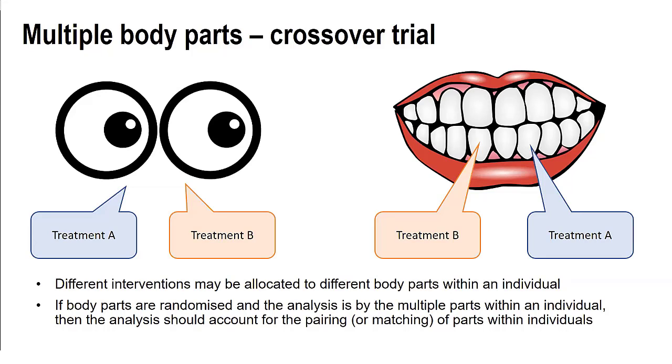as an example. In this case, we've essentially got a crossover trial, and so again, we need to account for that matching or pairing to get the benefit of reducing the between-person variation. So again, we can use the methodology that we showed earlier for crossover trials.